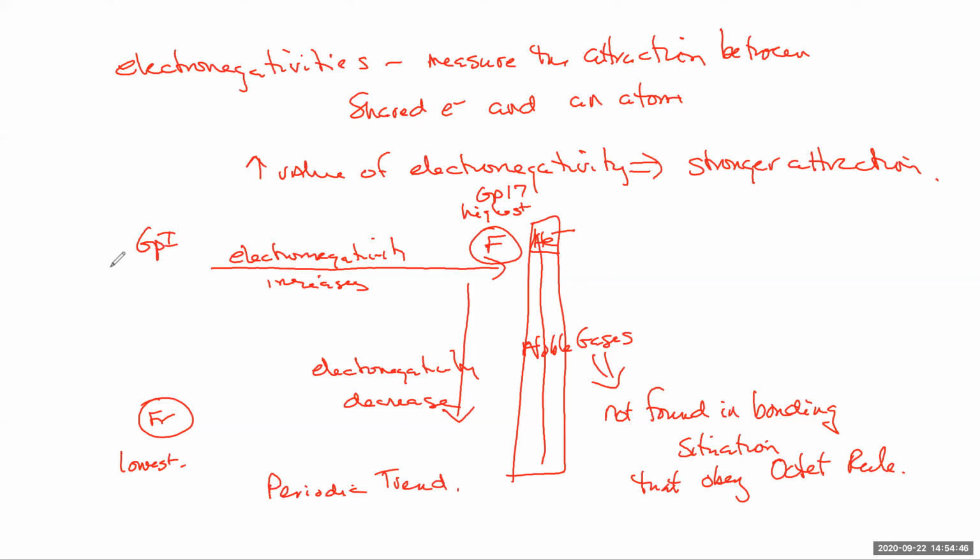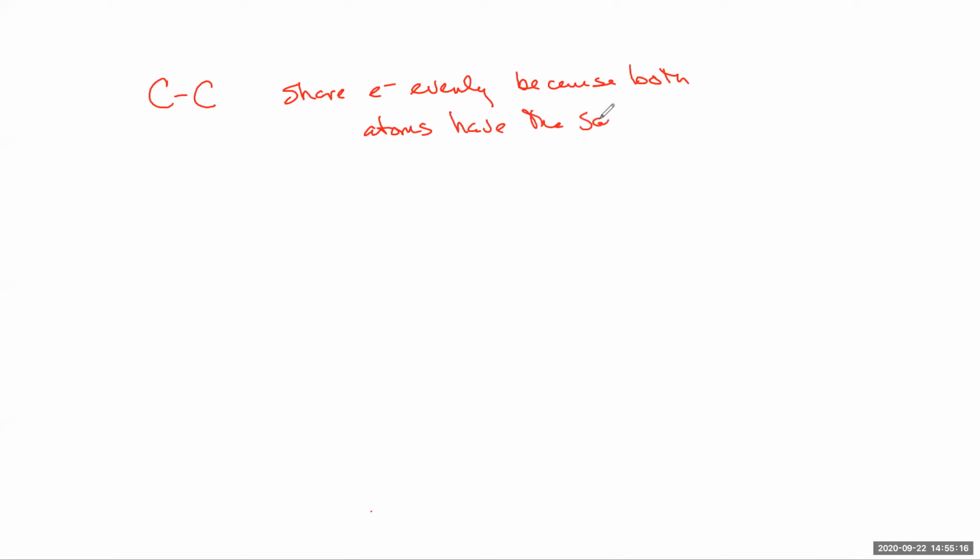So as you move across a period, they will become more electronegative, and as you move down a group, they will become less electronegative. So why does that matter? We could predict if atoms are going to share electrons evenly or not. So if I have a carbon-to-carbon bond, they're going to share the electrons evenly, because both atoms have the same electronegativity. So if you're an electron being shared, you have an equal attraction to both sides.